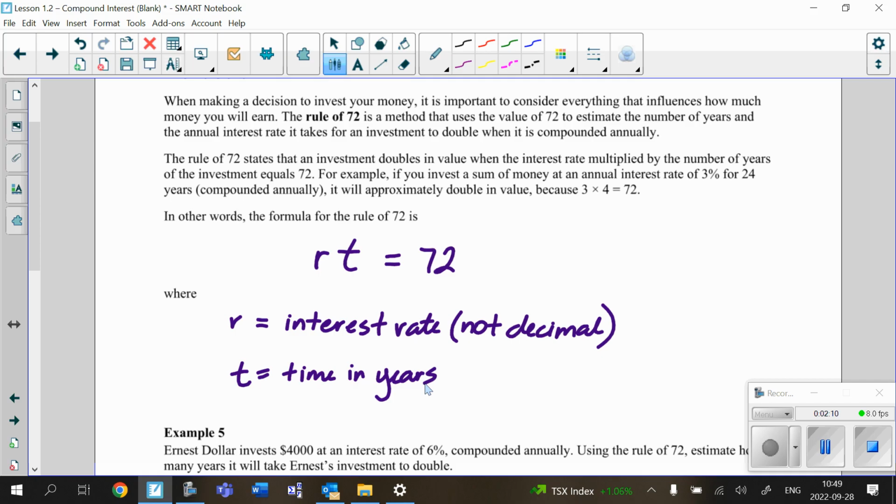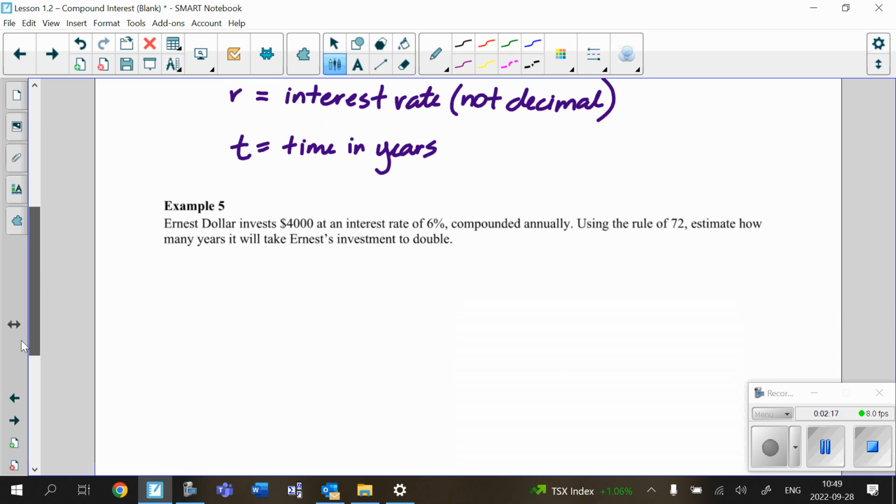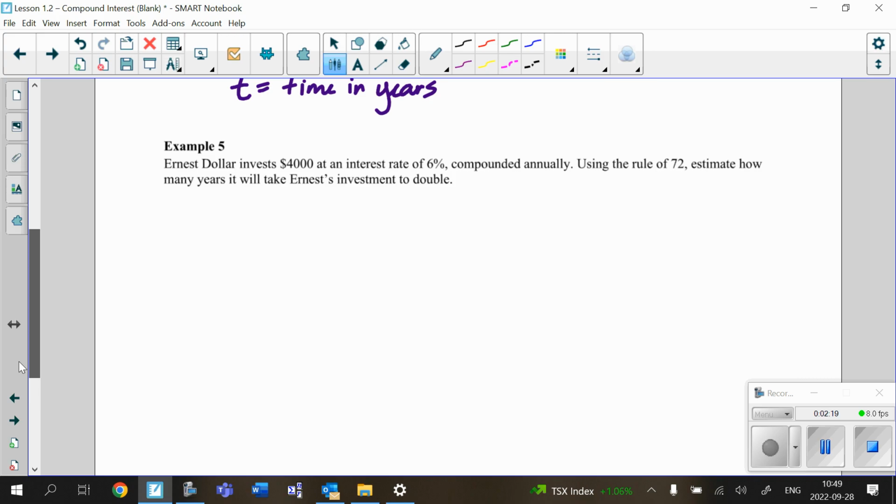So just as an example, Ernest invests $4,000 at an interest rate of 6% compounded annually. Using that rule of 72, how many years will it take Ernest's investment to double?